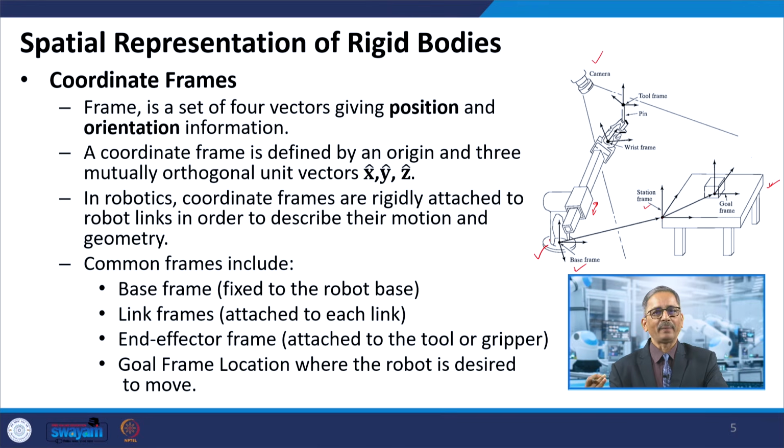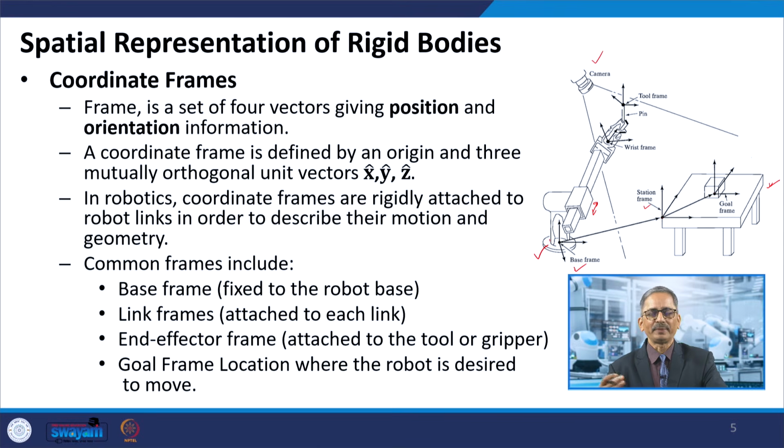And a coordinate frame, as all of us know, is defined by an origin and 3 mutually orthogonal unit vectors, say x, y, z. I am using a hat here to indicate that they are the unit vectors. Here we assume that the coordinate frames are rigidly attached to the robot links, or the object whose motion and geometry, or position and orientation, we want to define. So, we may just assume that a virtual coordinate frame is welded on the object.